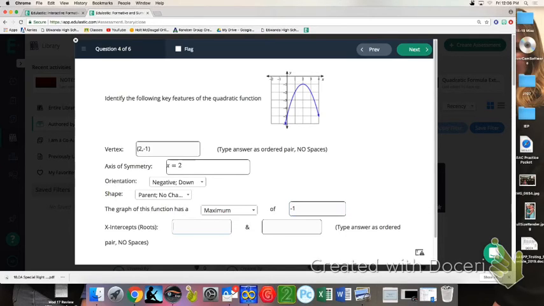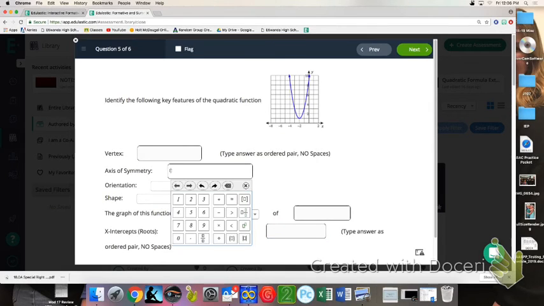What are my x-intercepts? Does it cross the x-axis? No. It doesn't cross it. So if it doesn't cross it, just type the word none and none. Okay? All right, 2 more.